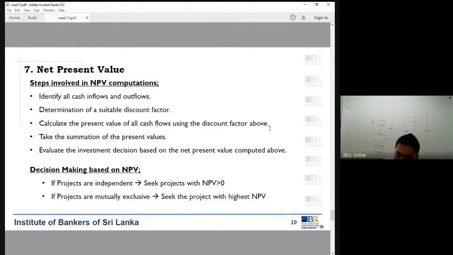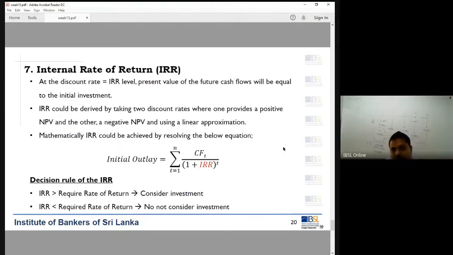Last but not least, one additional factor that I want to touch upon in this lecture is internal rate of return. If you look carefully at the exam papers, this is rarely practiced or questioned. But when you look at a couple of questions, I thought of putting this up also.